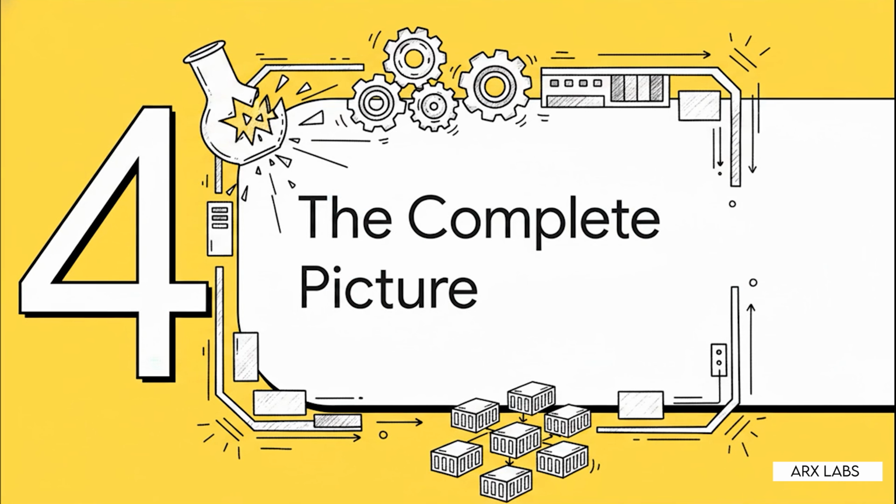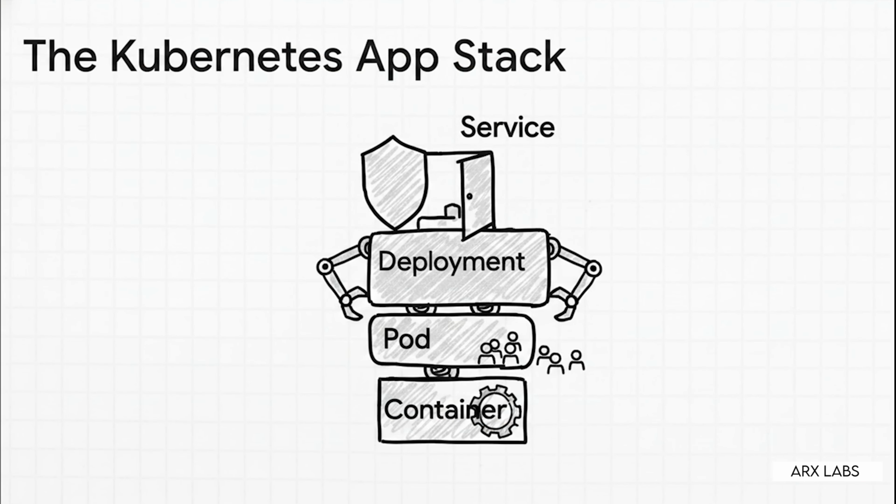All right, let's zoom out and just look at the complete picture we've built here. We've gone from a single, fragile little container all the way to a resilient, self-healing application. You can see how each layer in the stack solves a very specific, critical problem. The container packages the code. The pod gives that code a home to run in. The deployment acts as a tireless manager, making sure those pods are always healthy and scaled just right. And finally, the service puts a stable front door on the whole thing, making the entire application accessible and truly reliable.